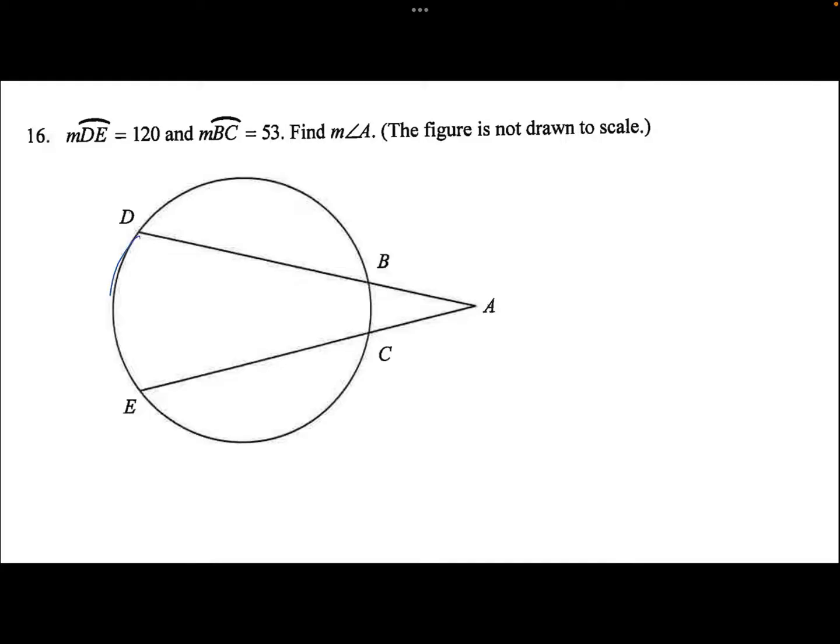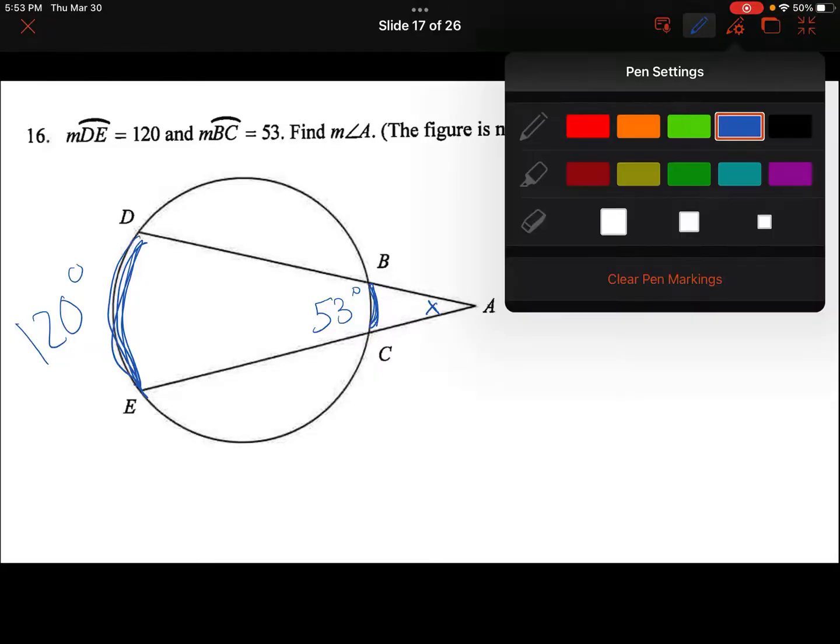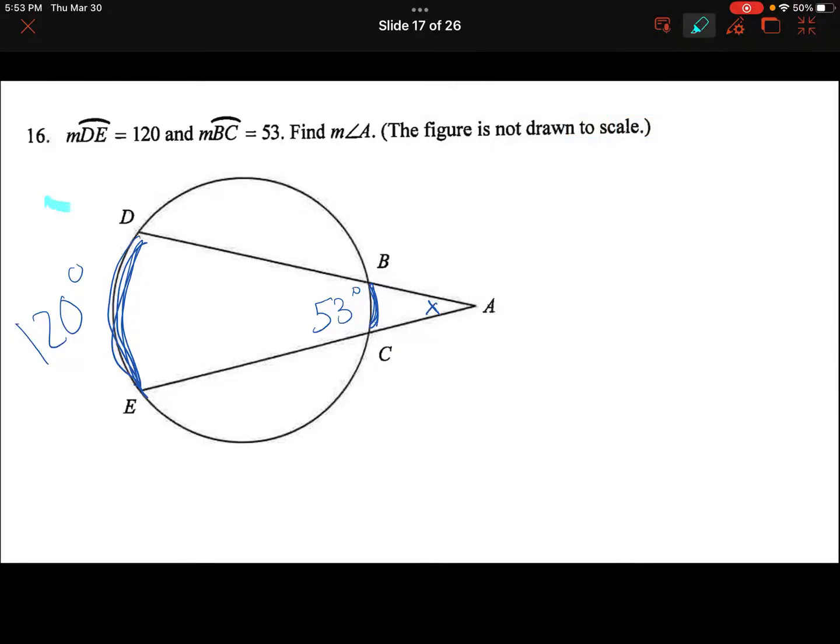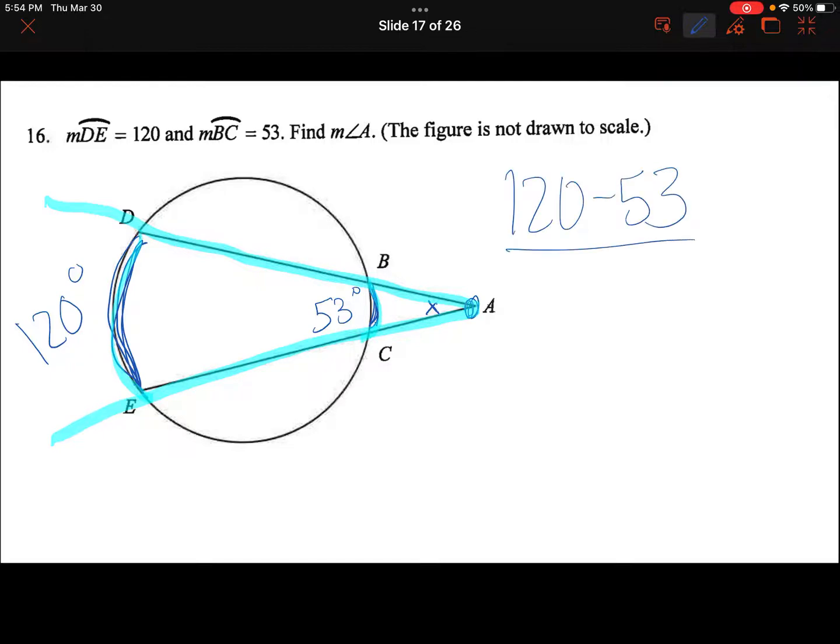This tells us that arc DE is 120, and arc BC is 53. We're looking for the measure of angle A. So in class, I mentioned that we want to make sure that the arcs that we are subtracting are the ones that are inside the mouth. So those are the two arcs that are inside the mouth. When you have the vertex outside, you are going to subtract the arcs. So 120 minus 53, and then divide by 2 to get the angle that is formed there.